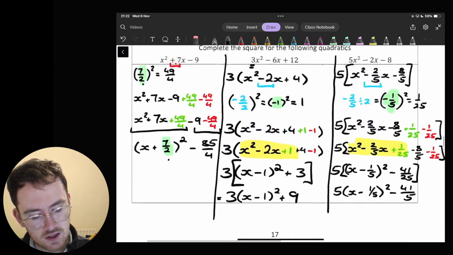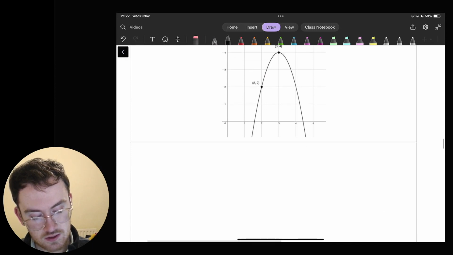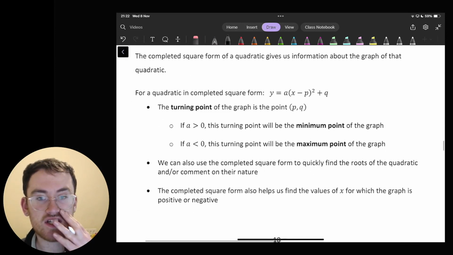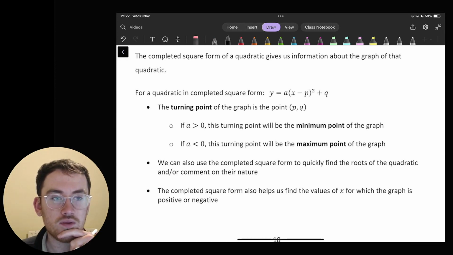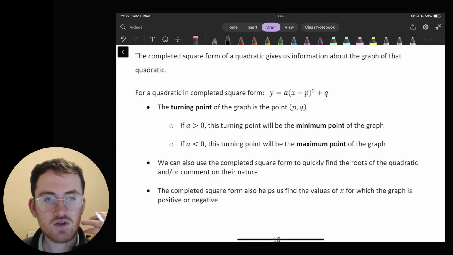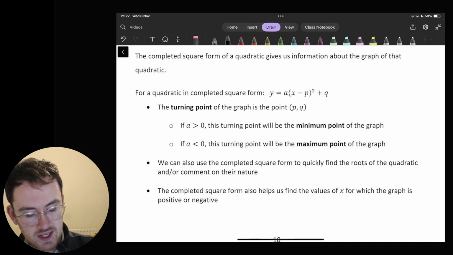Now, the reason our completed square format is so useful for us, the reason it helps us so much, is actually listed in this part here. So the completed square form gives us information about the graph of the quadratic. For a quadratic in completed square format, so as we've said, they might just give you the format itself, the turning point is the point (p, q).